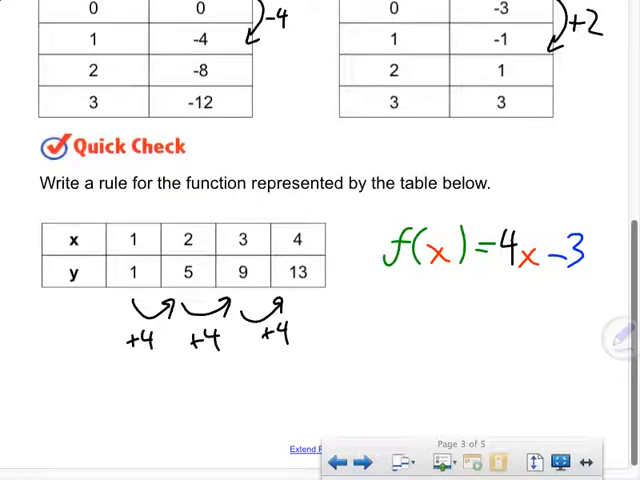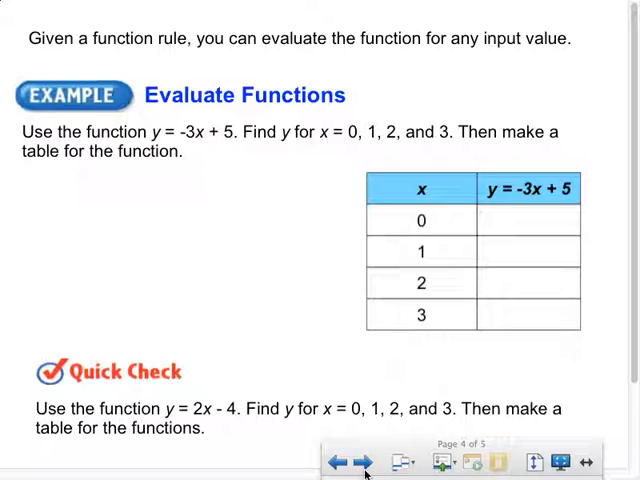So let's test this out. If I plug in 1 for x, I should get 1 back. 4 times 1 is 4 minus 3. Does it get me back 1? Yeah. Okay, what about 2? 2 times 4, 8. Minus 3 is what? 5. I'd say that was a pretty good job. Good job. All right, almost through.